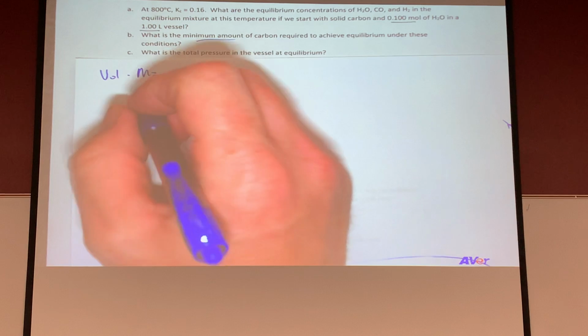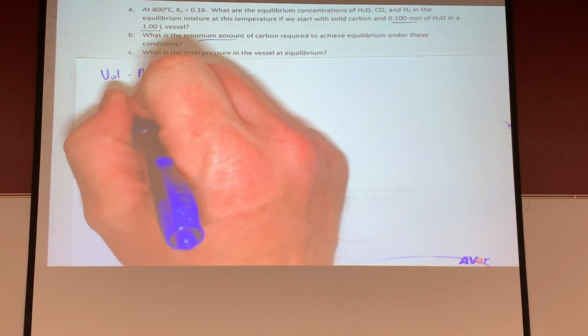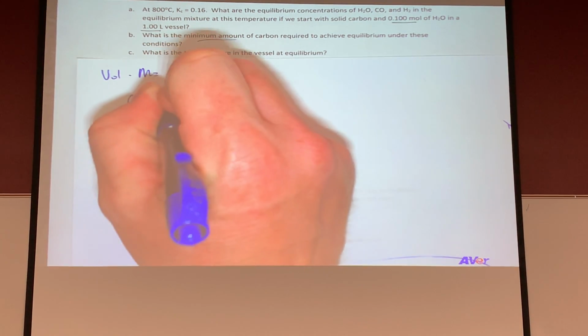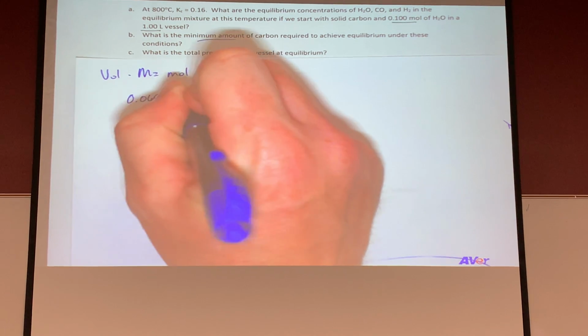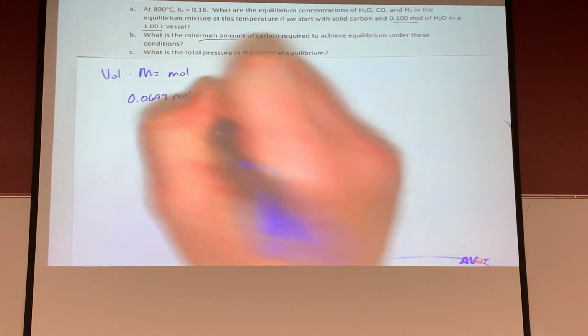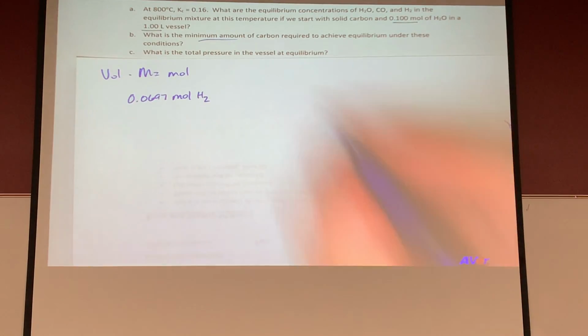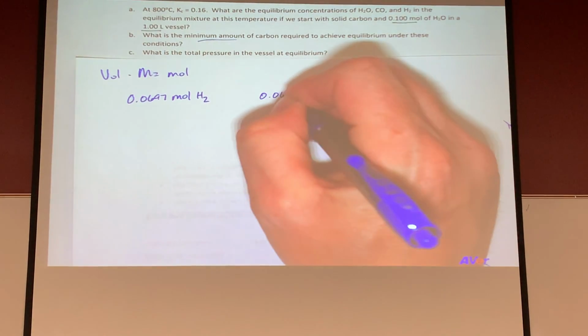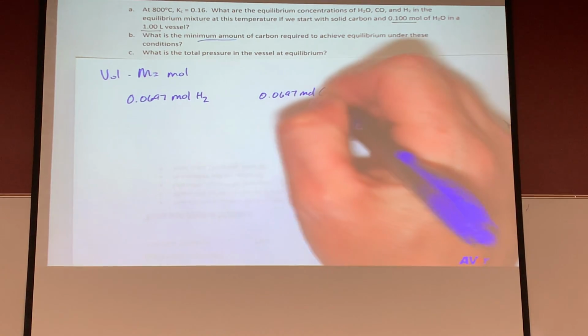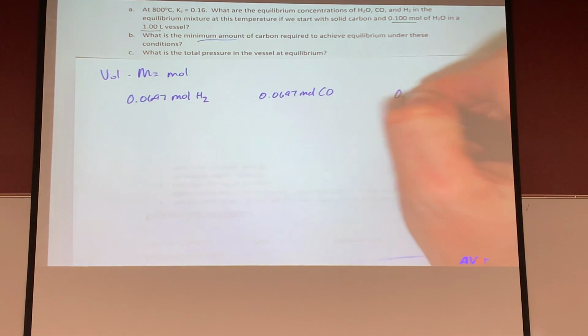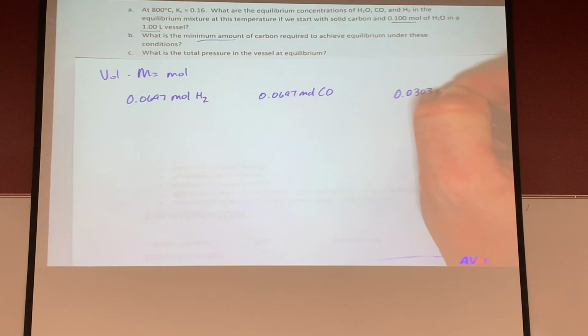So if I've got a concentration of 0.0697 moles per liter of hydrogen, that I've got that many moles of hydrogen. Okay. And I've got 0.0697 moles of carbon monoxide, and I've got 0.0303 moles of water. Okay. Is that okay? Any questions about that?